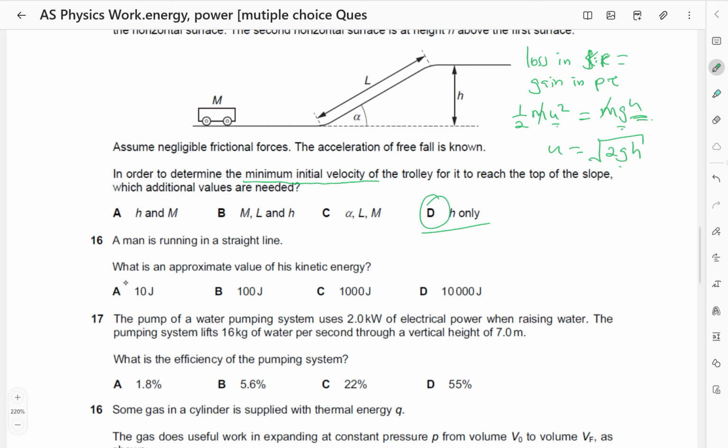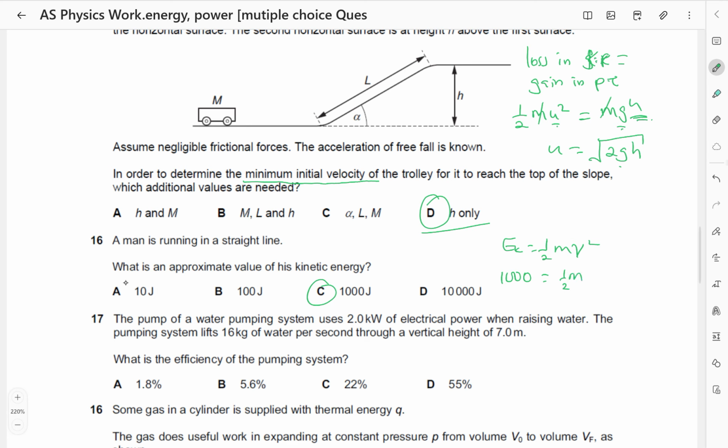A man is running in a straight line. What is an approximate value of his kinetic energy? Let's approximate that to be about 1000 joules. Remember, kinetic energy is a half m v squared. I've estimated this to be around 1000 joules, and we are going to use this to predict the mass.